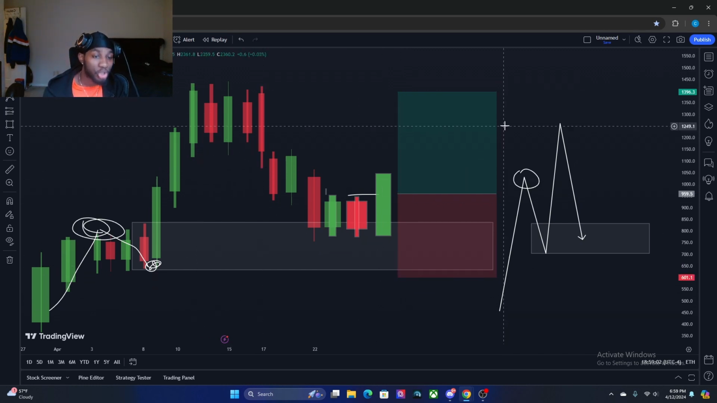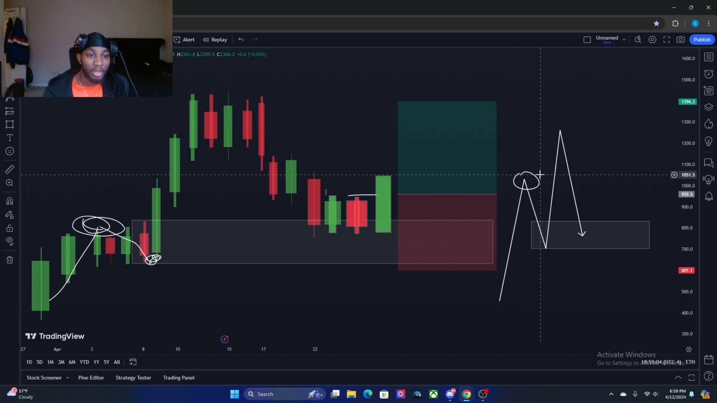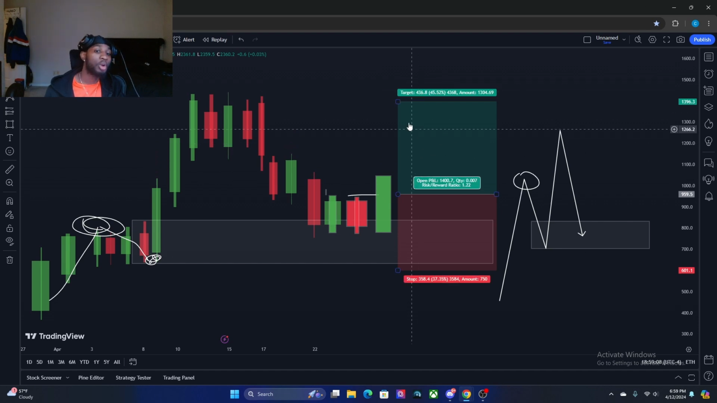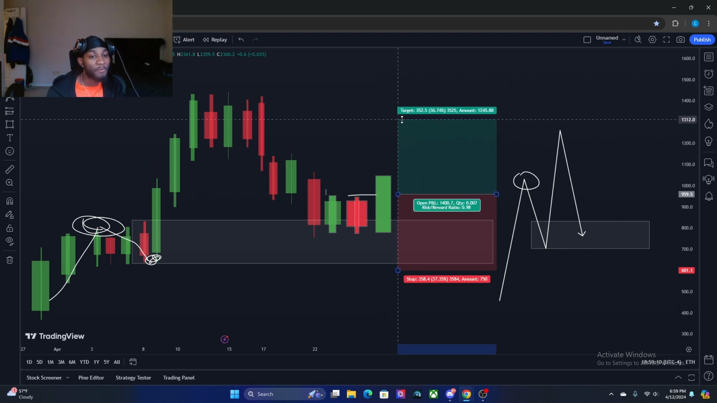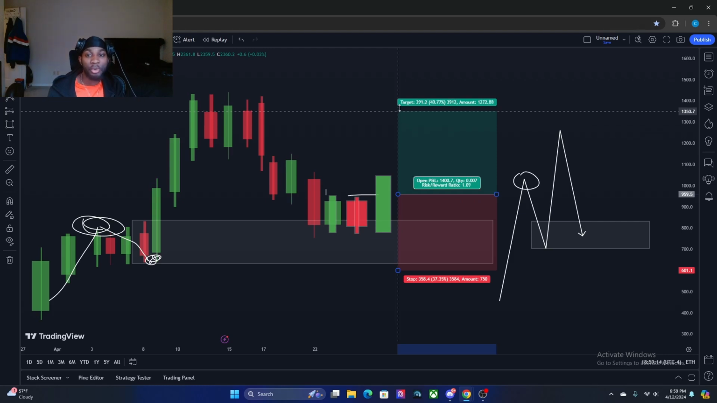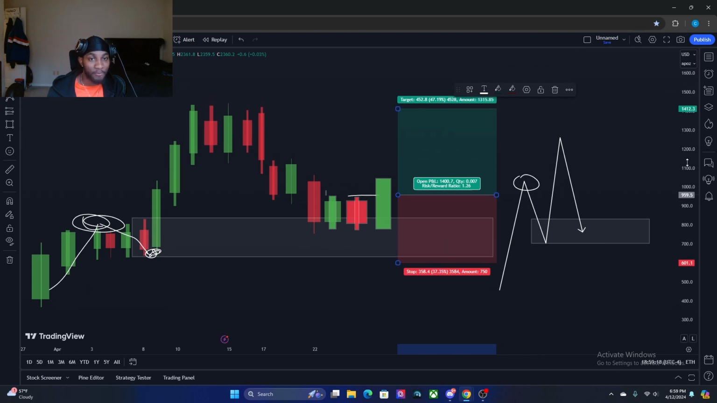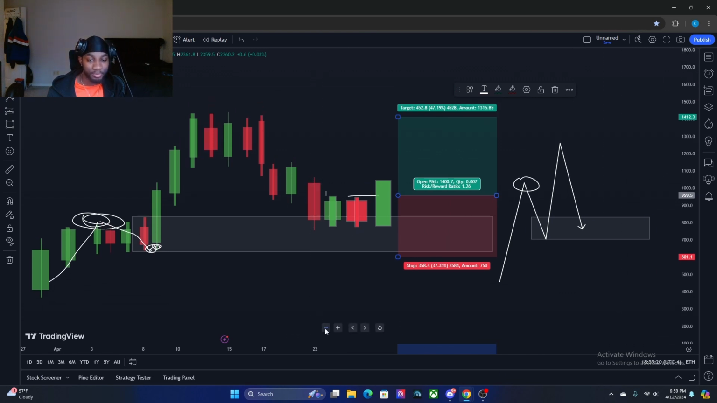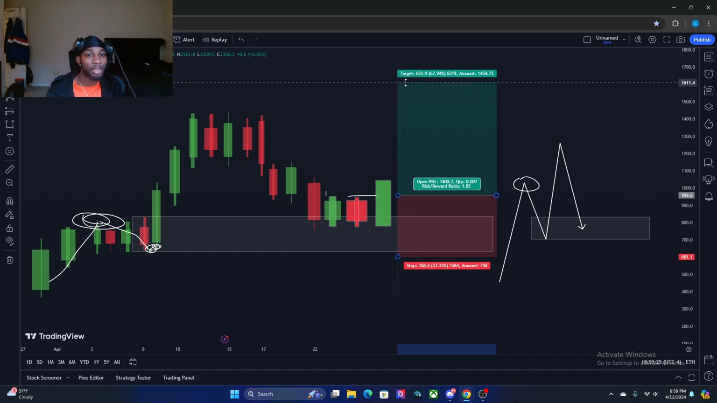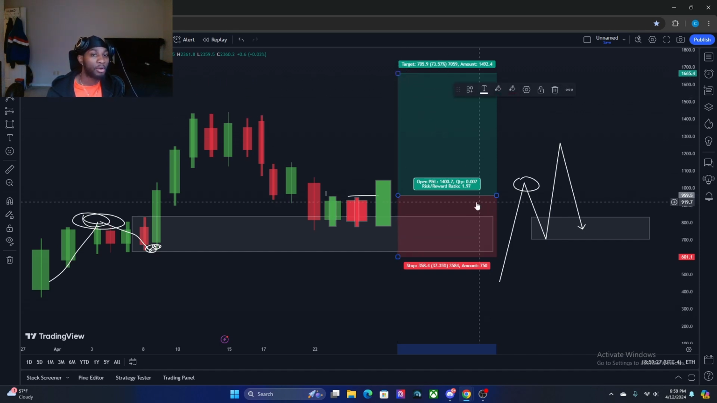As far as your target goes, you're looking for previous structure. If you wanted to, you could aim for whatever risk to reward you want. You could aim for a little 1-to-1, or you could aim for a previous high. If we're in a strong trending market, you could say, I think we're going to create a new high today, and aim for a new high.